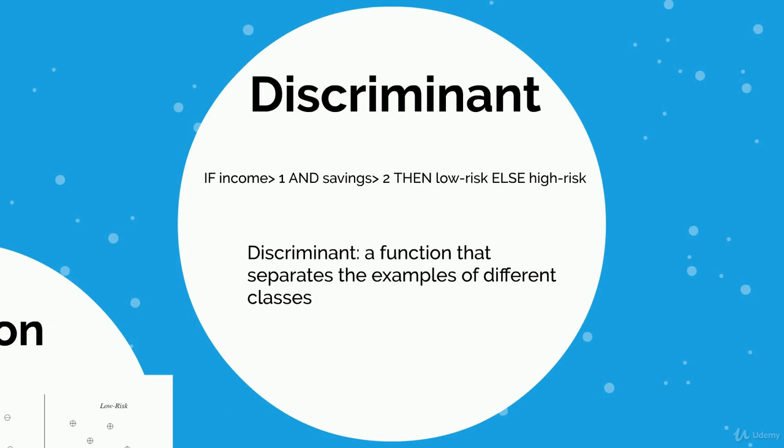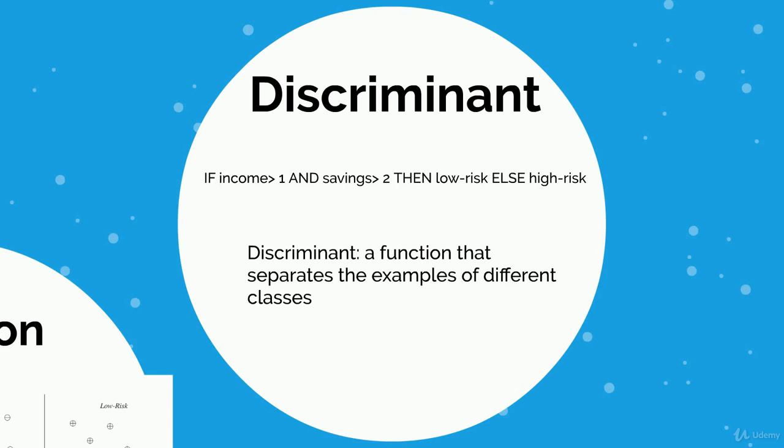And actually, to even further simplify the problem, we're going to pretend that we only have two inputs as well, being income and savings. So we could produce a general rule as such: if income is greater than this value and savings is greater than this second value, then low risk, else high risk. So we wouldn't necessarily need a machine learning algorithm to produce this specific discriminant.